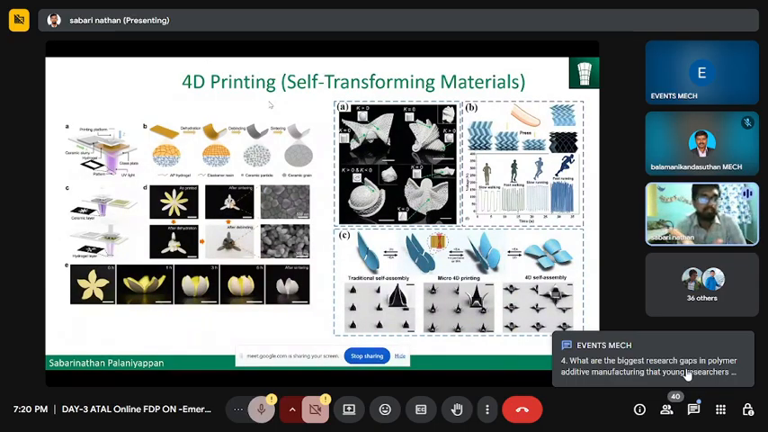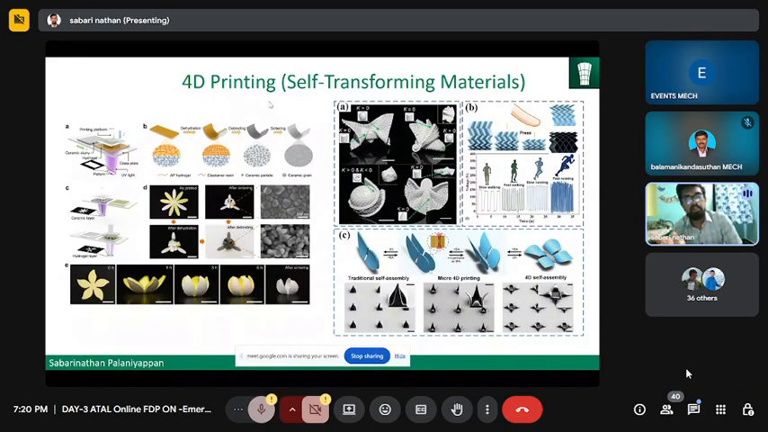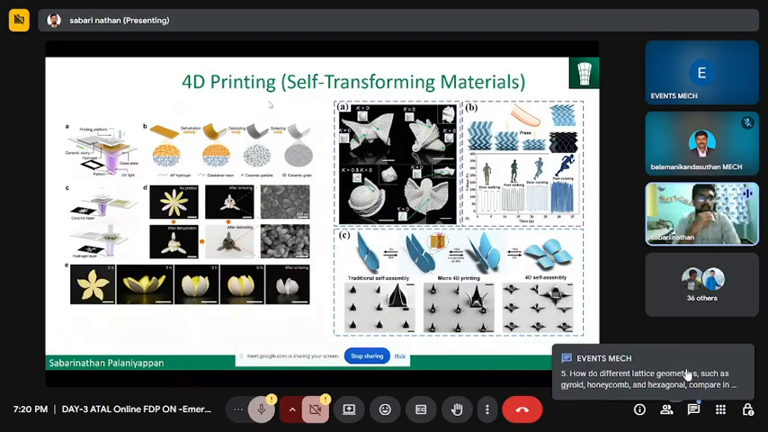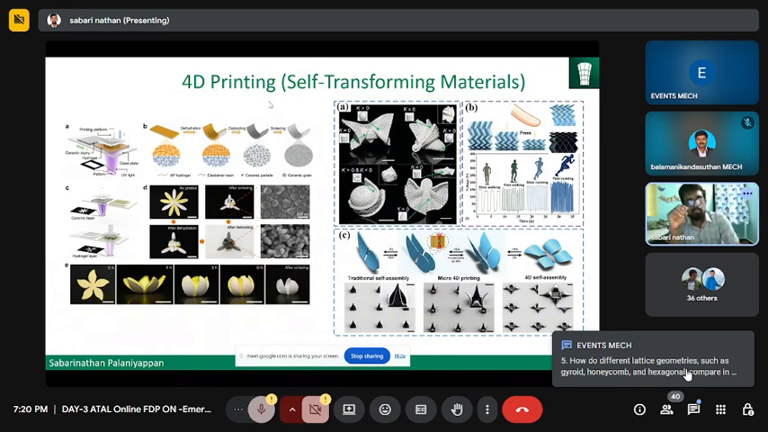So transforming materials are the upcoming research area. You need energy storage kind of things. Now you need multi-materials for developing this kind of things. They are mixing hydrogel with normal polymer, and they develop some kind of self-transforming materials.